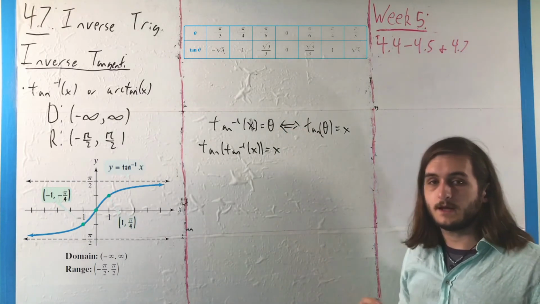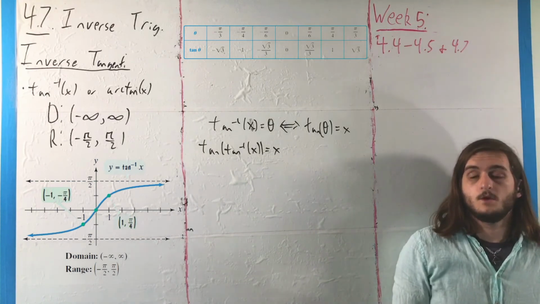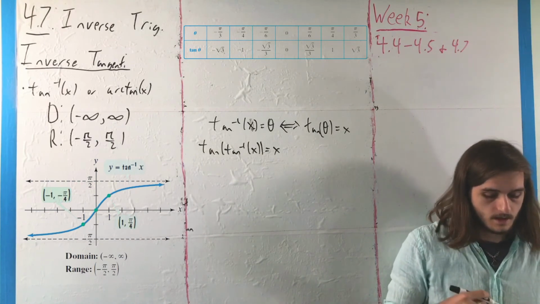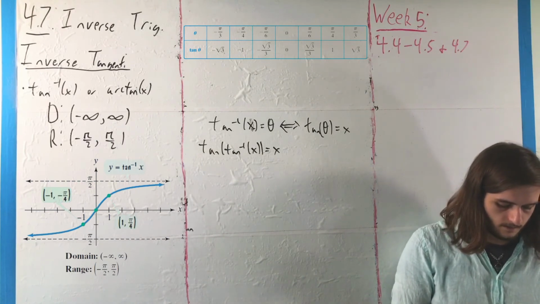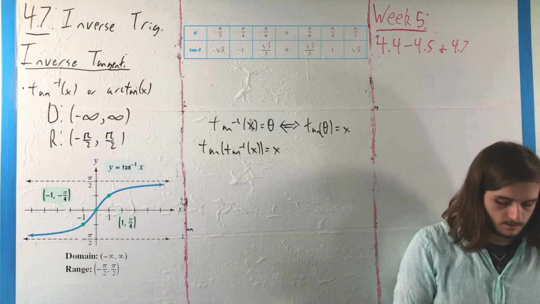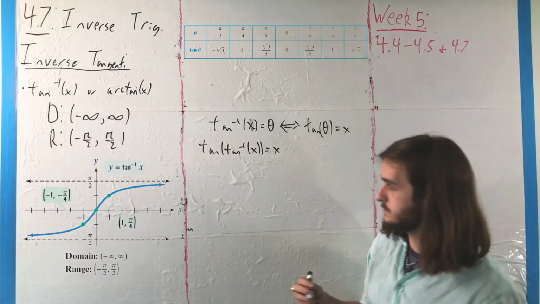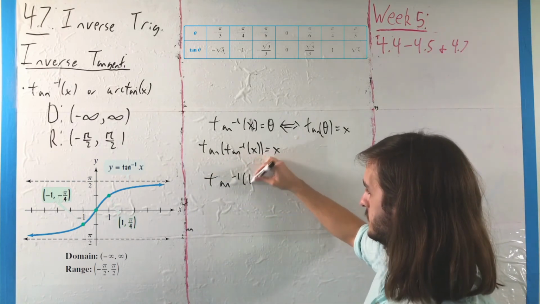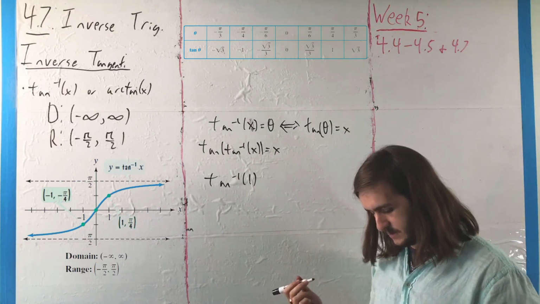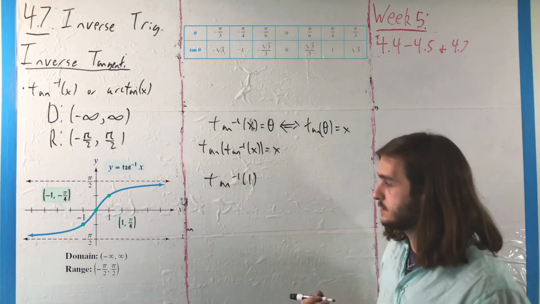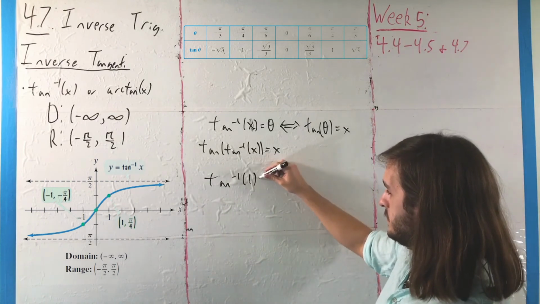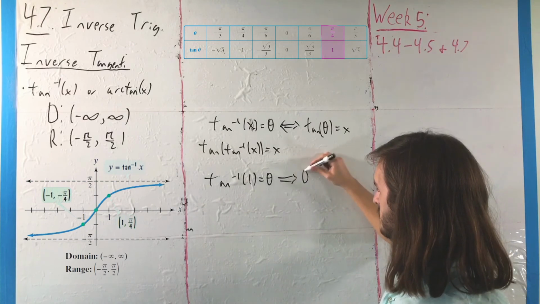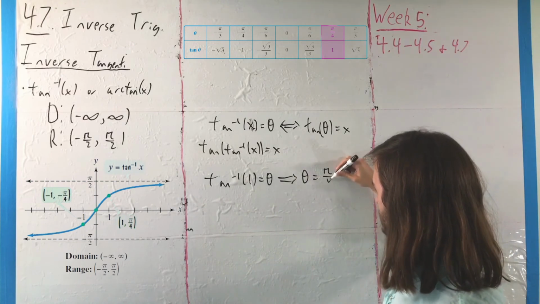But once we have that defining relationship in mind, we can then get some values using known information about tangent on the interval from negative pi over 2 to pi over 2. So for example, if we want to find inverse tangent of 1, we would just have to understand that tangent is only equal to 1 when theta is pi over 4.